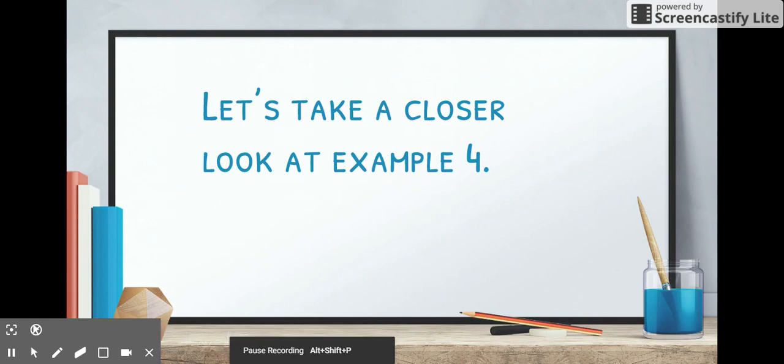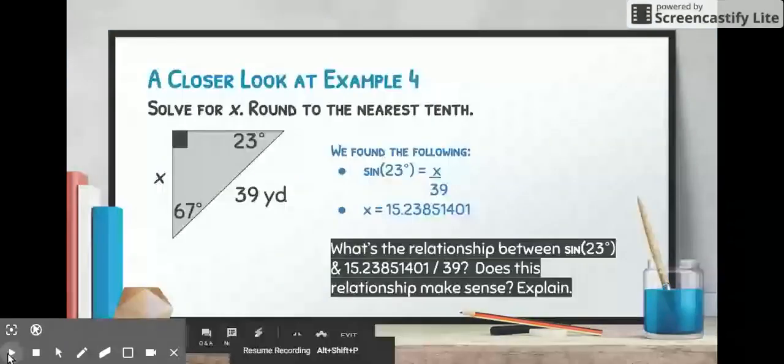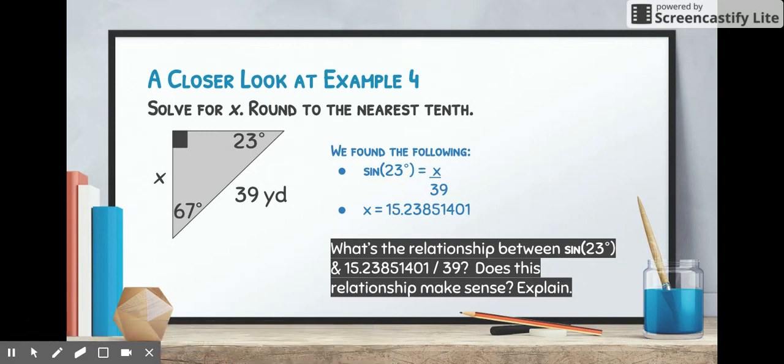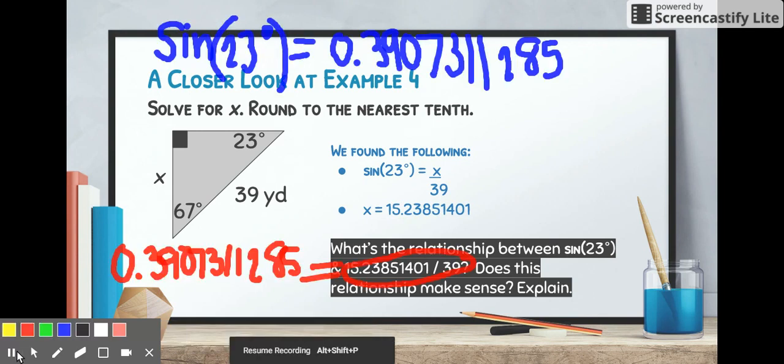Now we're going to take a closer look at example 4 to make sure that we understand what trig ratios are doing. The second time we solved this, we found that sine of 23 degrees was equal to x over 39, which gave us that x was exactly 15.23851401 yards. So what's the relationship between sine of 23 degrees and 15.23851401 divided by 39? Let's explore that. Let's type that in our calculator.